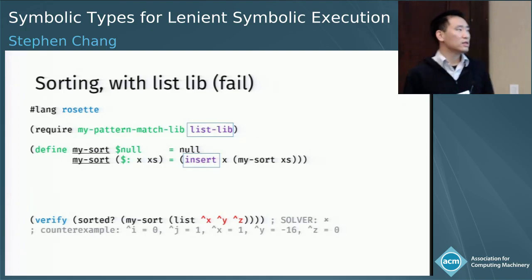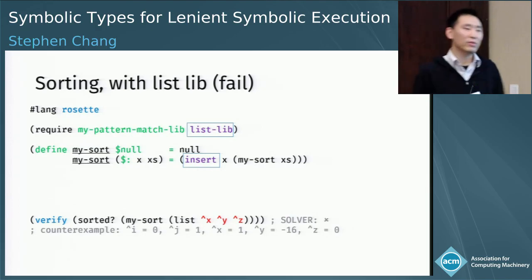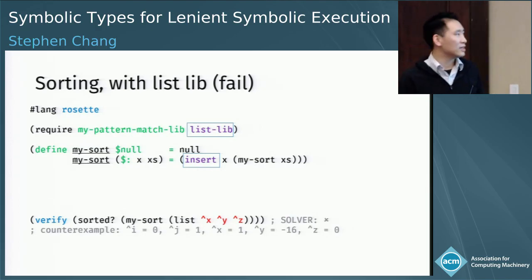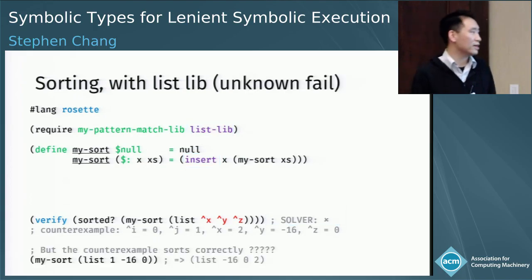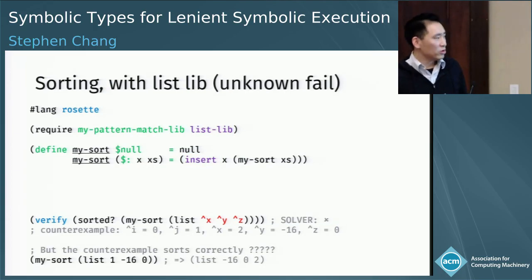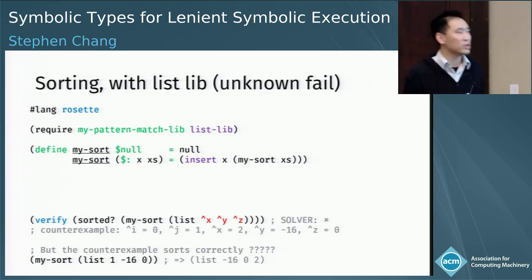Okay, so some of you might have figured out that my sorting algorithm is actually just insertion sort. So let's say I find a list library that has already implemented this insert function for me, and so I go ahead and I just use that. But now the solver output has changed, and it's no longer happy. It returns a counterexample that supposedly shows my algorithm doesn't work. But now I'm confused because if I apply my sort function to the counterexample, it actually returns a sorted list.